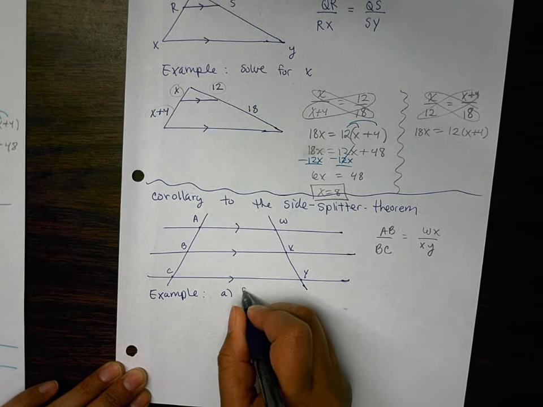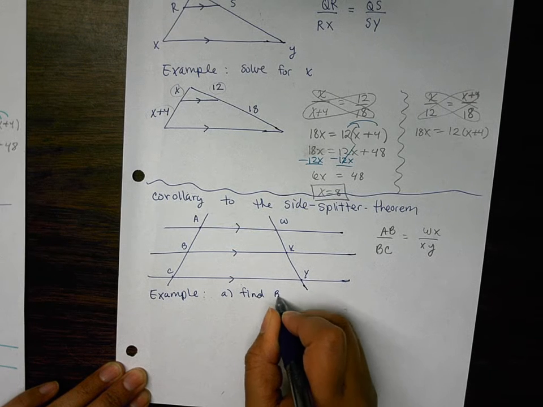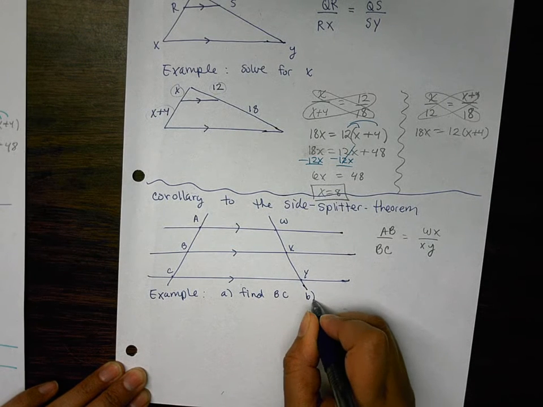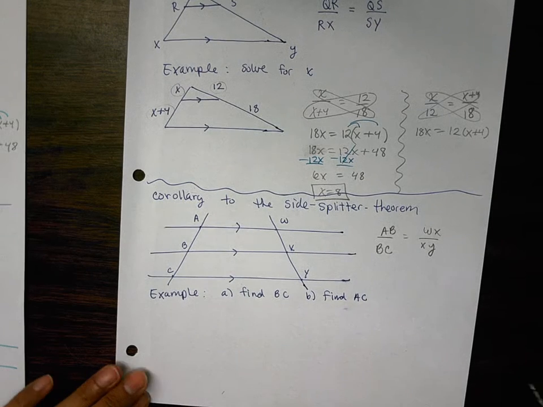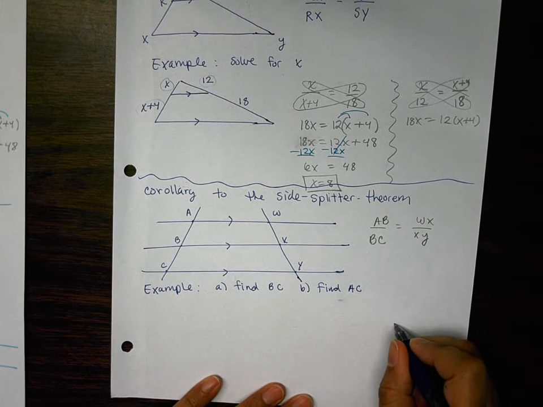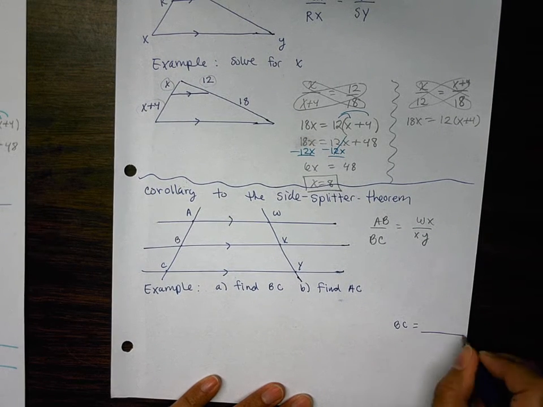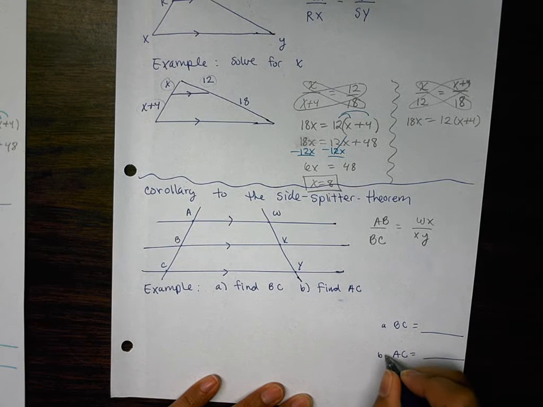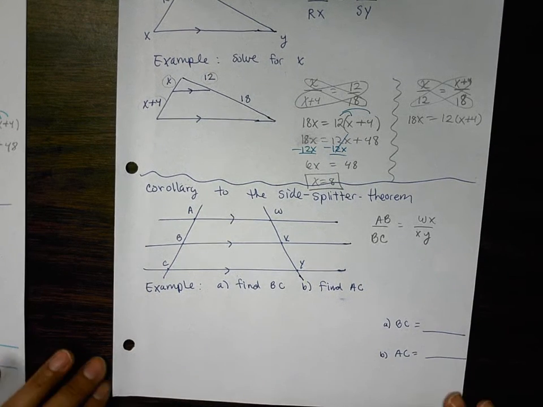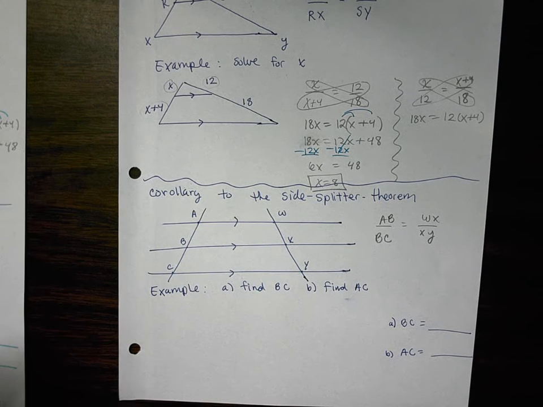All right, let's try an example. Part A, find BC. Part B, find AC. And I'm going to put over here BC equals blank, AC equals blank. All right, let's get the picture down. I'll give you guys a few seconds to write this down first.